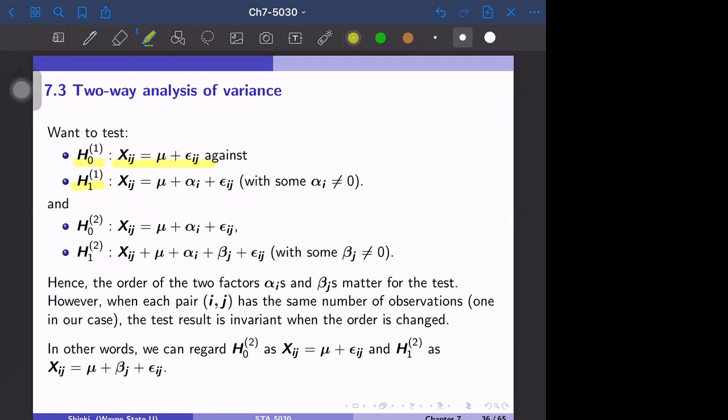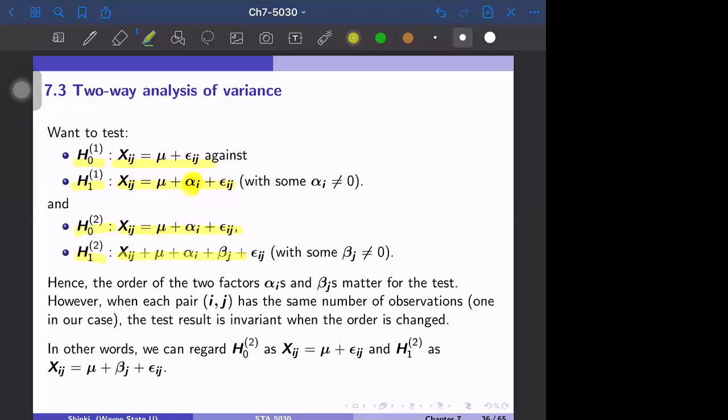And against the alternative. The alternative is the model including the intercept and the first factor, so alpha i. And the alternative, of course, is different from the null hypothesis. So that means the sum of alpha i is not equal to 0. And the second test is this null hypothesis against this alternative. The null hypothesis is the alternative of the previous one.